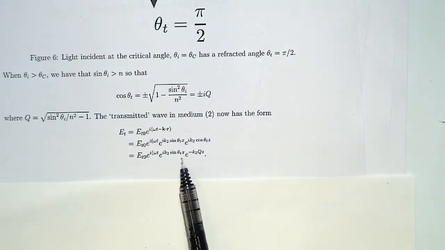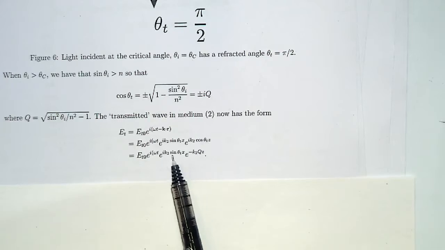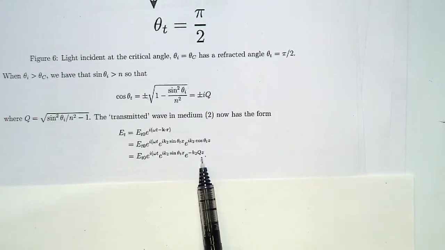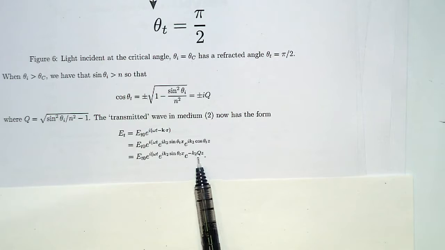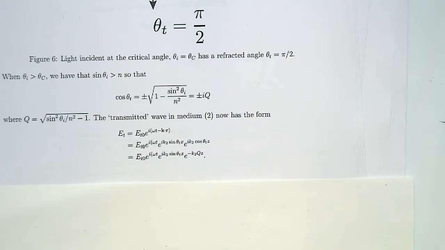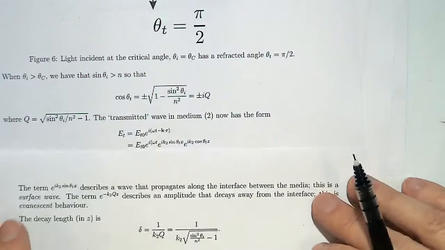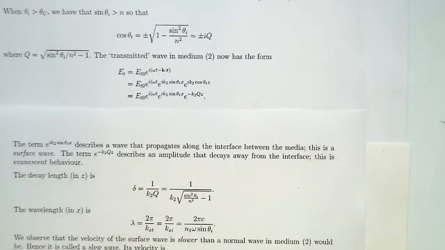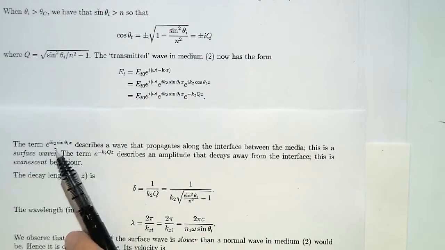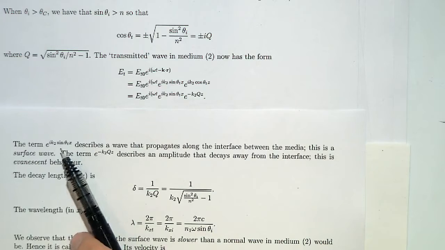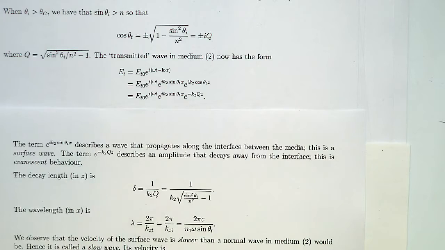The component that goes along the boundary has a certain wavelength, which is determined by this theta t value, but there should also be another bit, which is decay away from the boundary, this is z, dependent on this quantity q. Okay. And again, this looks like a component that's dying away. So this is what's known as a surface wave. Right? So there's a component that has a wave number k2 sine theta t. Okay, this is a wave that's propagating along the interface between those two media.